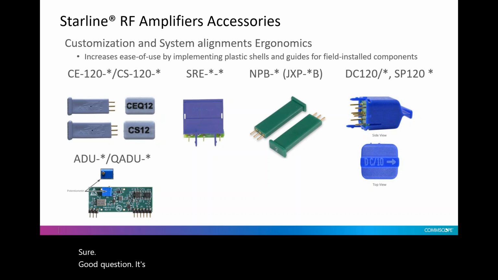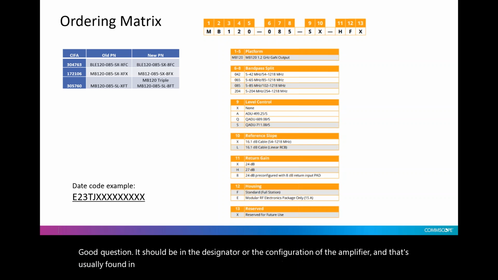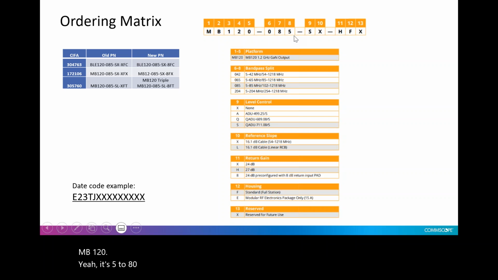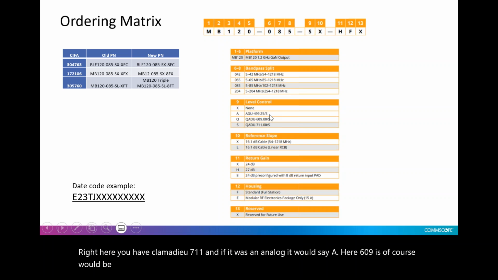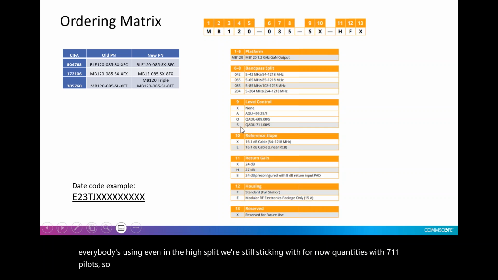Good question. It should be in the designator or the configuration of the amplifier, and that's usually found in the manuals. In this case, you can see this is a CommScope amplifier, so it's an MB120, and it's 5 to 85 on the return. Right here you have a QAM ADU 711, and if it was an analog, it would say A here. 609s, of course, would be a Q. There's not too many people that are working with those right now. Most everybody's using, even in the high split, we're still sticking with, for now, QAM ADUs with 711 pilot, so it'll be a QAM ADU.